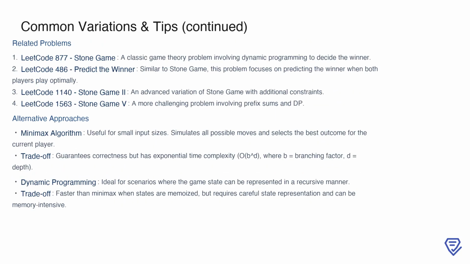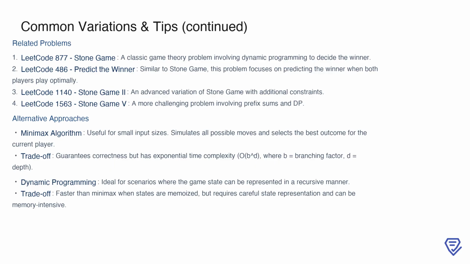There are several related problems that can help you practice and deepen your understanding of similar concepts. For example, LeetCode 877, known as Stone Game, is a classic game theory problem that uses dynamic programming to determine the winner. Another related problem is LeetCode 486, Predict the Winner, which also focuses on predicting the outcome when both players play optimally. LeetCode 1140, Stone Game 2, builds on the original Stone Game by adding additional constraints, while LeetCode 1563, Stone Game V, introduces more advanced techniques like prefix sums combined with dynamic programming. These problems share similar themes and can help you see how different constraints affect the strategy.